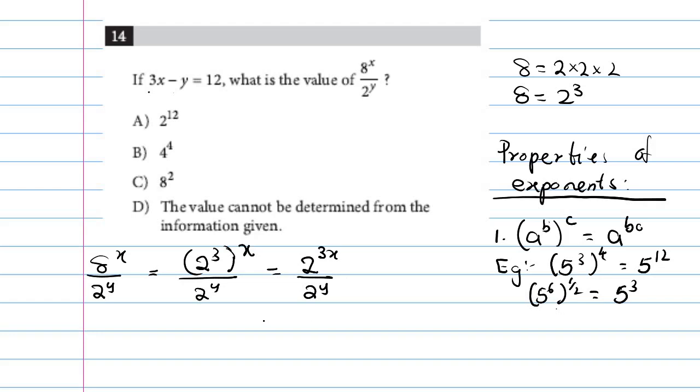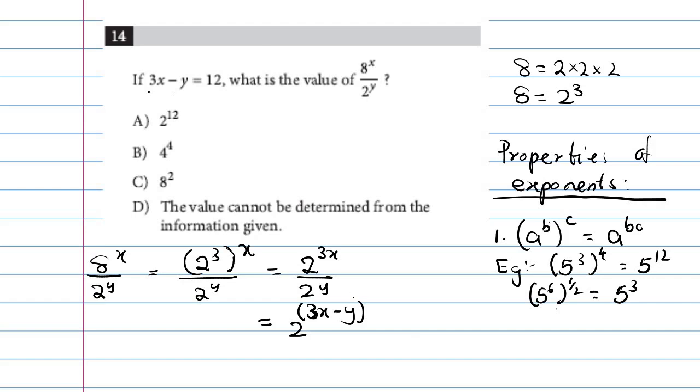All right, here's another property of exponents. When you have 2 to the 3x over 2 to the y, you can basically write it as 2 to the 3x minus y. You bring this y that is on the bottom to the top, and it becomes negative. So let me write it really nice so that you get a clear idea here: 2 to the power 3x minus y.